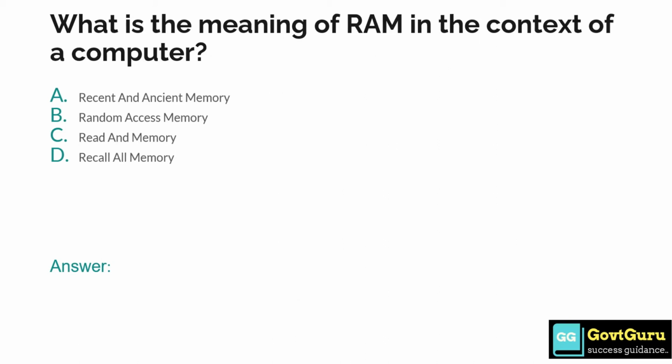Next question is what is the meaning of RAM in the context of computer? Option A recent and ancient memory, option B random access memory, option C read and memory, and option D recall all memory. So the answer is option B, that is random access memory.